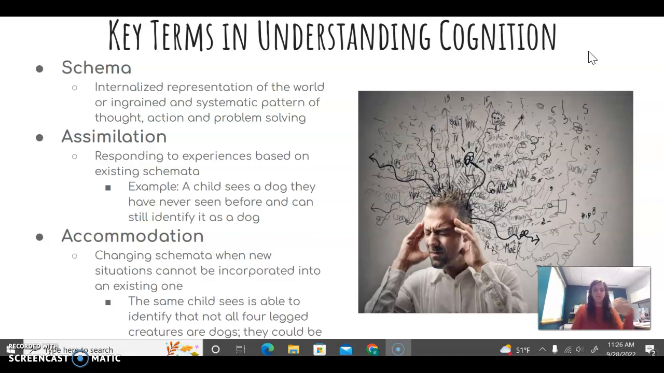And so they have accommodated their schema of 4-legged creatures being dogs to be more expansive and broaden that, okay, a four-legged creature can also be a horse.